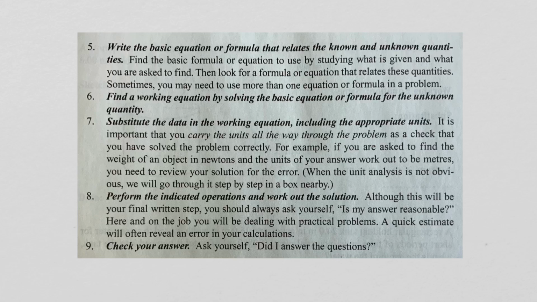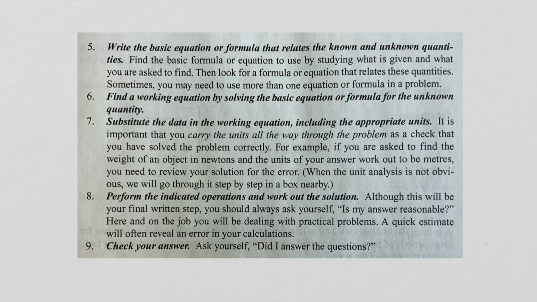Once you have the formula that relates all the quantities together, find a working equation by solving the basic equation or formula for the unknown quantity. So for example, we know that distance is equal to speed times time. So that would be the basic equation or formula. But if we wanted to find the time, then that would require rearranging the terms in the basic formula, so that time is equal to distance divided by speed. And that is called the working equation, which can be used to find the time of travel in this problem.